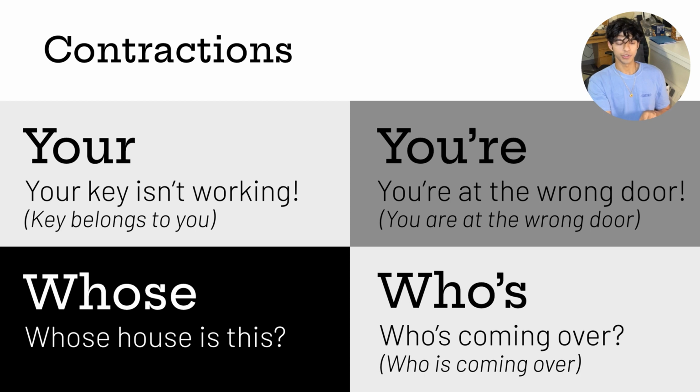Your versus you're and whose versus who's. Your, again, is a possession. Your key isn't working. The key belongs to you. Your key. You're at the wrong door. You are at the wrong door. This is like a shortened form, like a nickname almost, you apostrophe re. Whose, again, is possession. Whose house is this? Who owns the house? Whose house is it? But if it's who's coming over, who is coming over? You're shortening who is. So understand that. A lot of the time, apostrophes are shortening or combining a are or an is with another word.